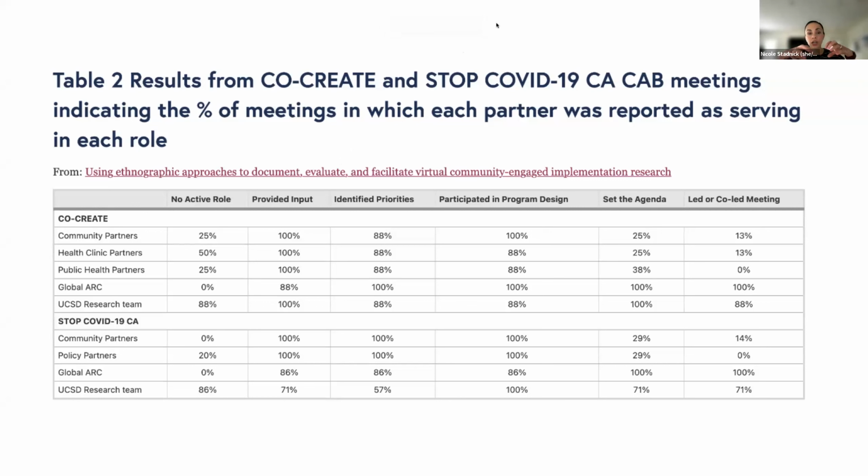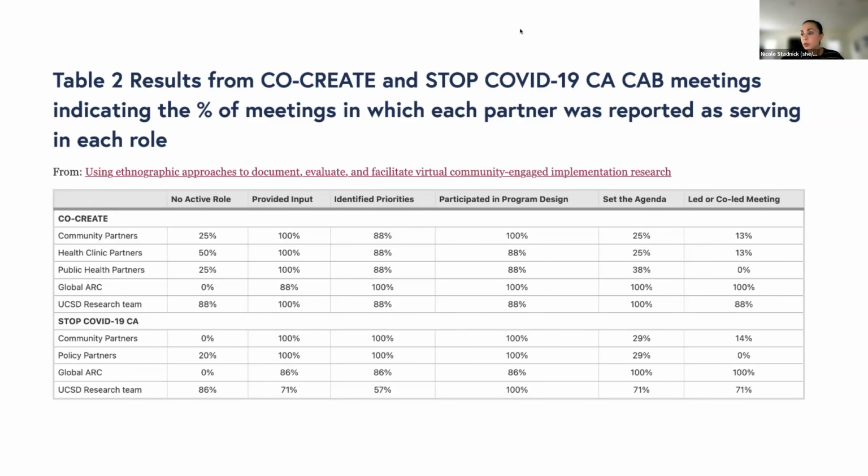The percentage of meetings in which a partner reported serving in each of those roles, from no active role to led or co-led the meeting. And so we were pleased for the most part that our partners, our community partners, health clinic partners, public health partners, and our Global Action Research Center partners, had no active role in 50% or less of their time in the meetings, meaning that they had more engaged roles. So for example, in identifying priorities for both our Cocreate project and our Stop COVID-19 projects, our partners had an overwhelmingly high percentage of meetings in which they identified priorities. So that was positive news for us.